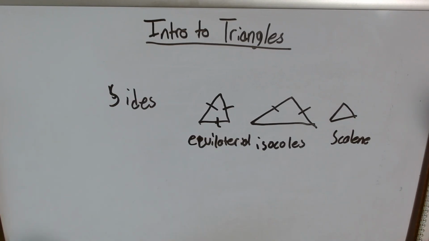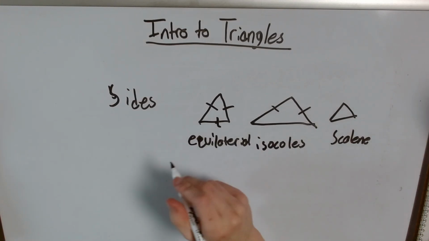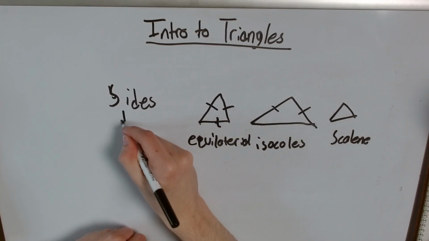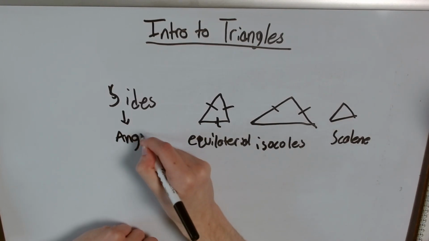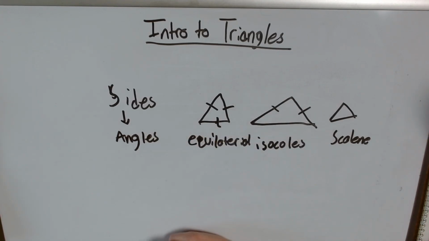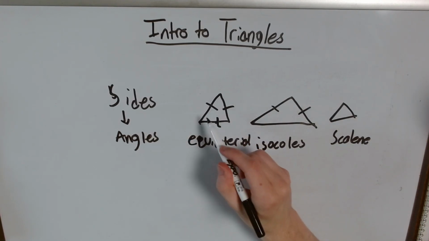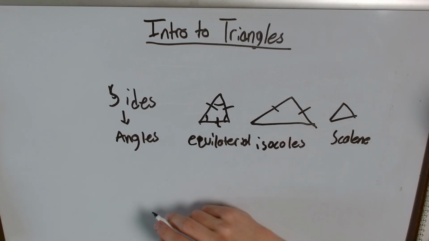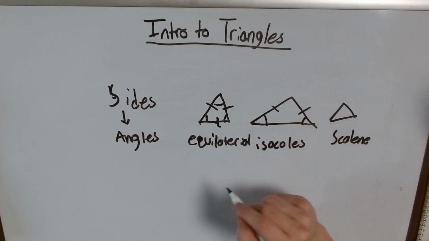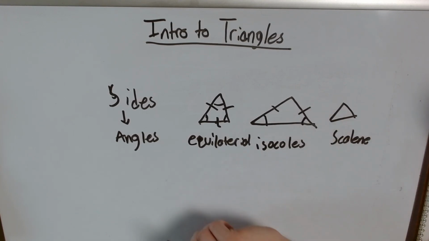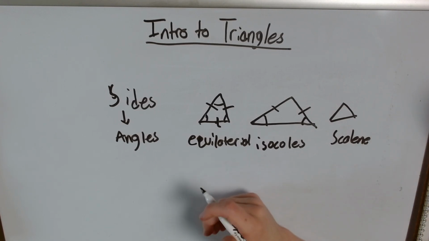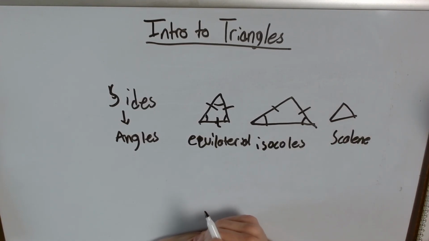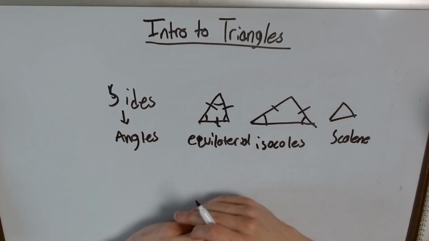Now, what does this mean practically? Well, we're looking at sides, but this also has a hidden effect on the angles. What do I mean by that? Well, in an equilateral triangle, all the angles are going to be the same. In the isosceles triangle, well, two of the angles are going to be the same. Scalene triangle, well, none of them are going to be the same. But that leads to the question, well, what actually are the angle measures? What do you get when you add up all the angle measures in a triangle?